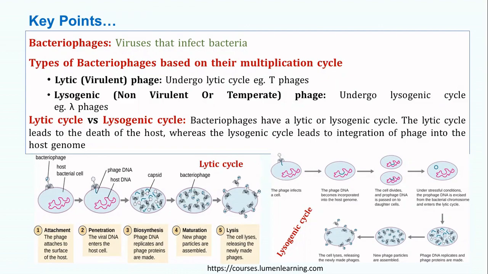The major difference between the lytic and the lysogenic cycle is that in the lytic cycle, it leads to the immediate death of the host, while in the lysogenic cycle, immediate death of the host does not take place. But on the other hand, in the lysogenic cycle, there is an integration of the phage DNA into the bacterial DNA, which results in the formation of a prophage.